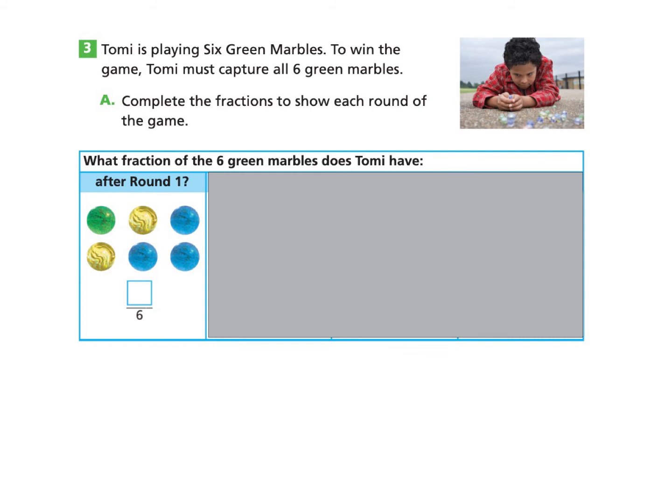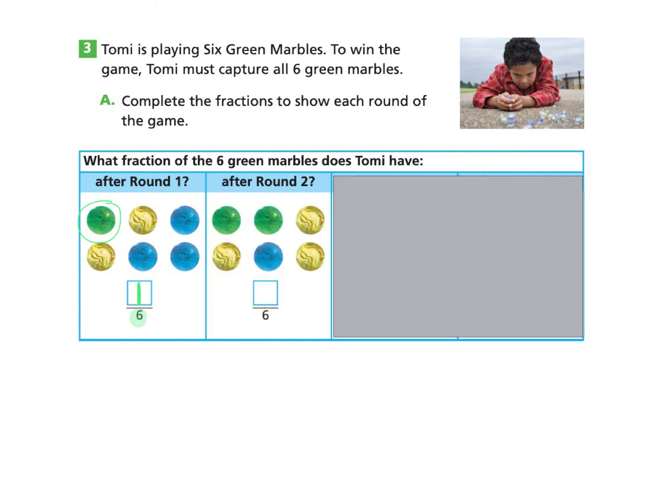So I will start by just looking at round 1. First, I notice that there are 1, 2, 3, 4, 5, 6. There are 6 marbles, which are the whole group, and they have written 6 as the denominator. I am looking for the amount of green marbles, and I find that there is only 1, so I will write 1, which is the number being counted, as the numerator. So I am creating the fraction 1/6 for round 1.